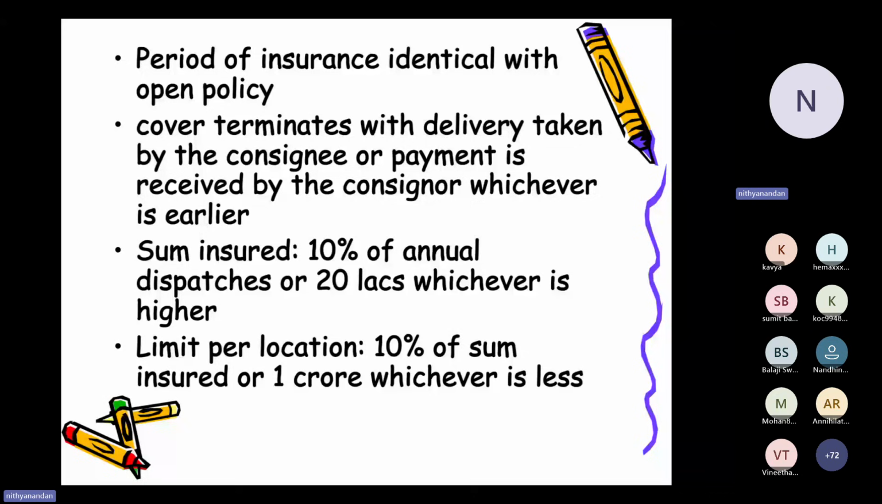Normally, if they want extended cover, in the open policy itself we give the extended storage facility cover, right? The limit per location is 10% of the sum insured or 1 crore, whichever is less. Okay, the basic sum insured, again you have to limit it with the limit per location. It is 10% of the sum insured or 1 crore, whichever is less.